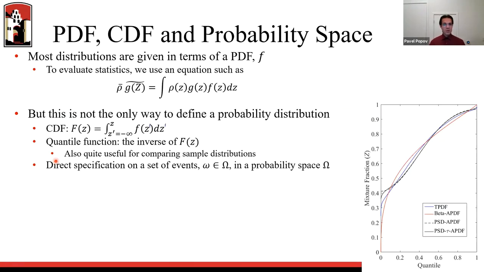to do a direct specification on a probability space. So probability space is just some sort of space with a measure which integrates to one. So then if for every omega in this probability space big omega, little omega is going to be called an event. If for every little omega I specify the value of the mixture fraction, then I've specified the probability distribution for that mixture fraction.